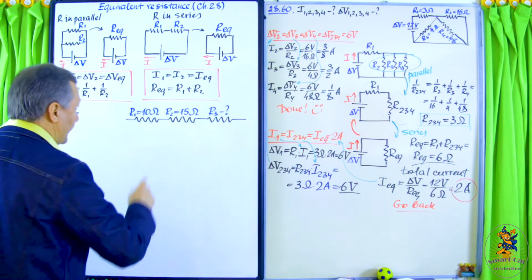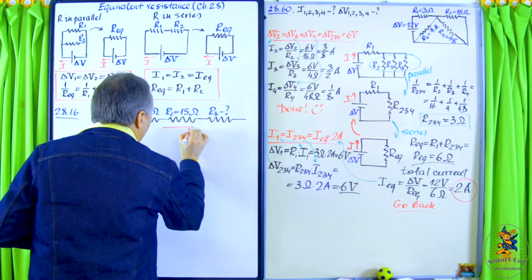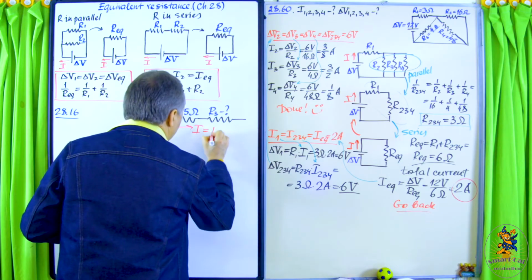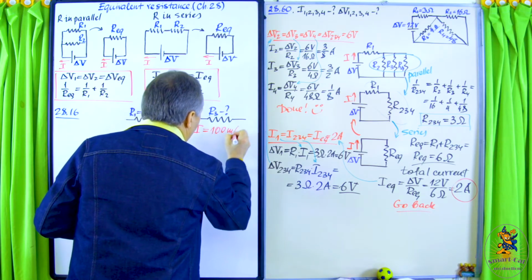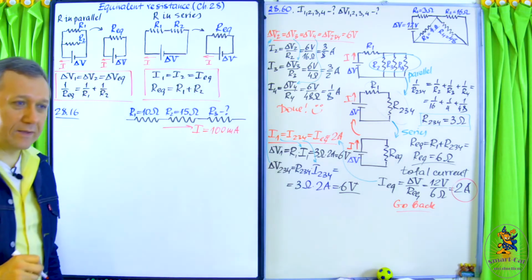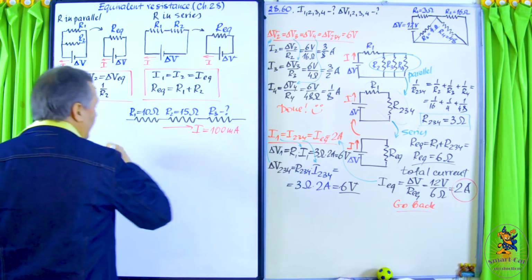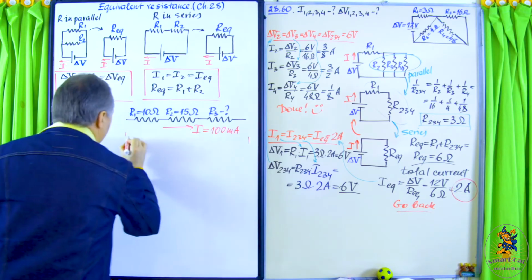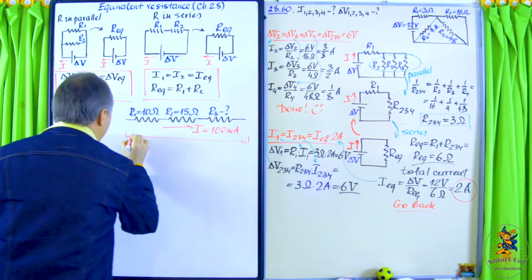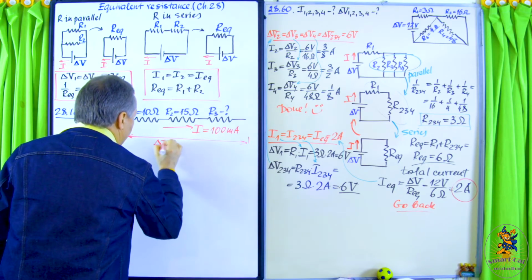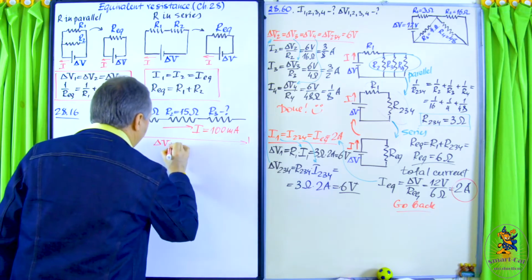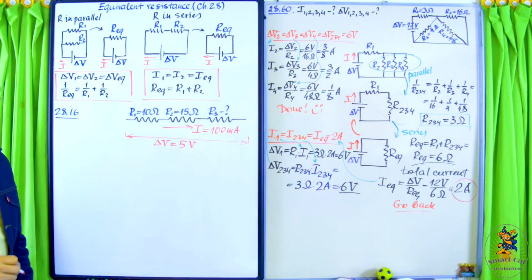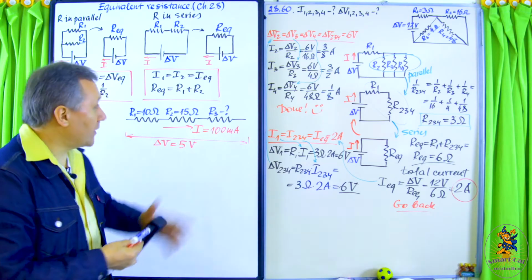But it's not the whole story. What else is given? We know that current is flowing through them, and the value of the current is given, 100 milliamps. And even more than that is given. The potential difference across the whole structure, delta V, is given, 5 volts. Okay, now that's what we have. And we need to find R3.